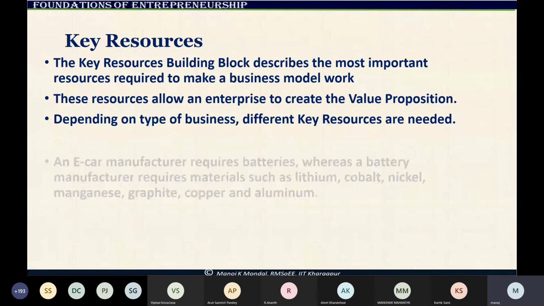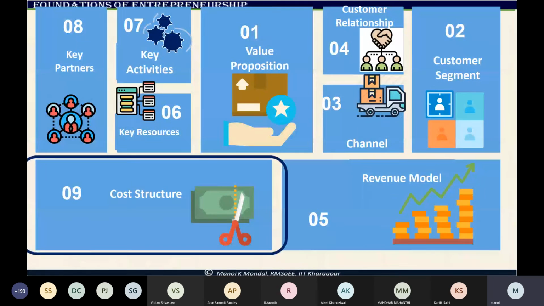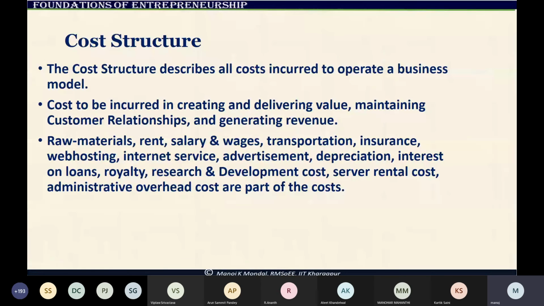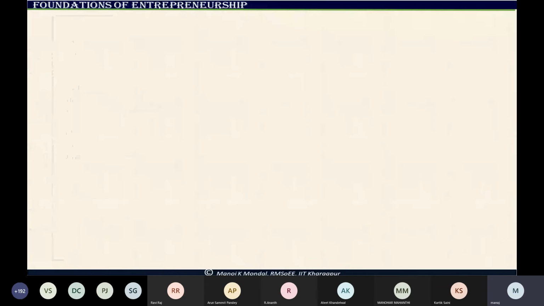So these are the key resources. Read it later. Then key activities I have already mentioned, and then key partners. Sorry, key cost structure. Then this is the one that was shown by Alexander Osterwalder in his book called Business Model Generation. You can read the book. It has become one of the key books in the library of all entrepreneurs.